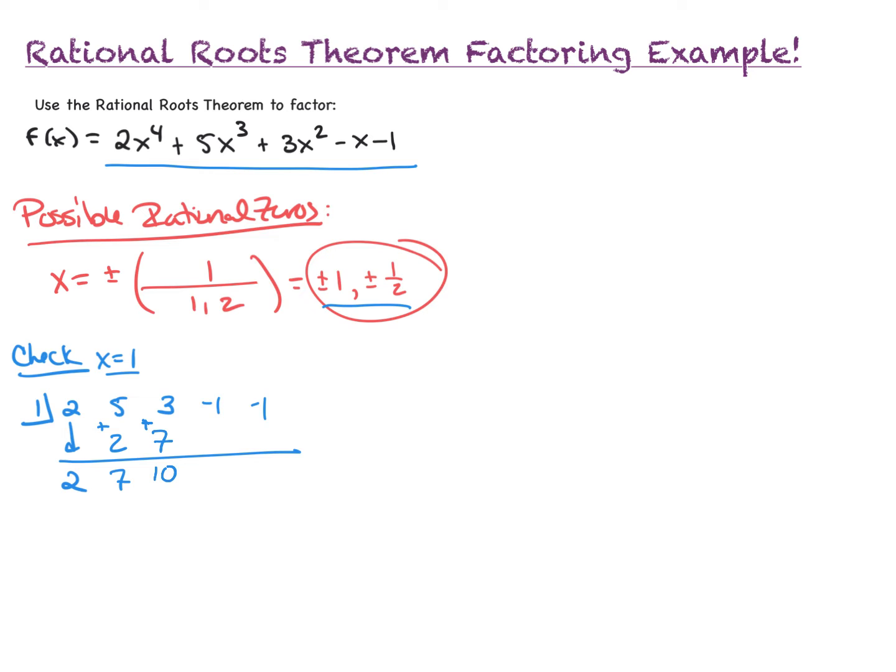Multiply the 10 by the number in the box, which is 10 times 1 is 10. Add vertically, negative 1 plus 10 is 9. Multiply the 9 by a 1 to get 9. Add vertically, and we get 8. And again, if you remember from synthetic division, this is our remainder. And if this were to actually be one of our rational zeros, the remainder would be 0. So since our remainder is not 0, x equals 1 does not work.